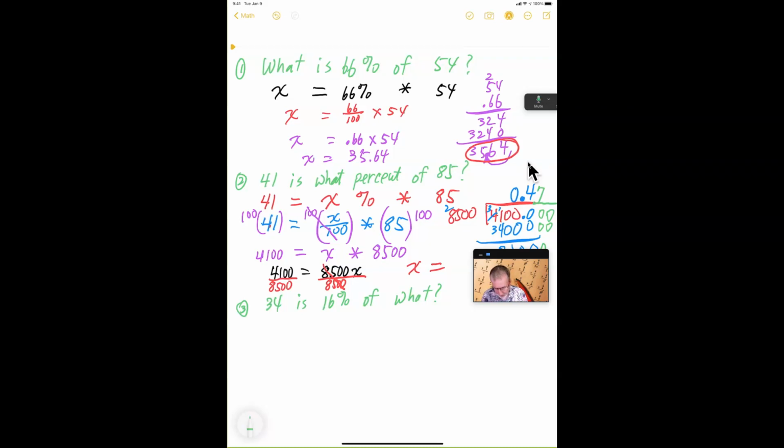We got a 0. 7 times 0 is 0. 7 times 5 is 35. Carry the 3. 7 times 8, 56 plus 3 is 59. Let's see if we got close enough.